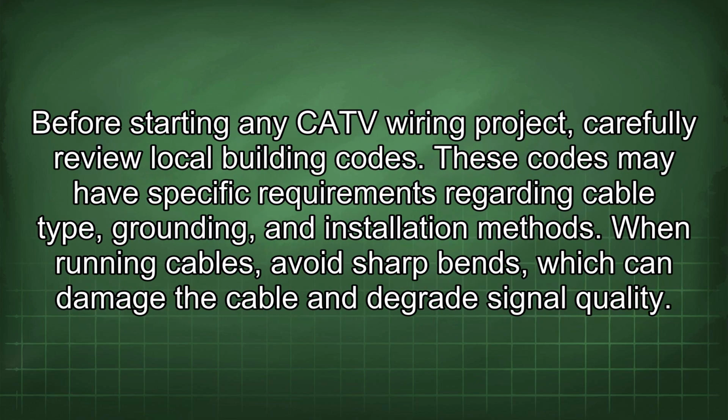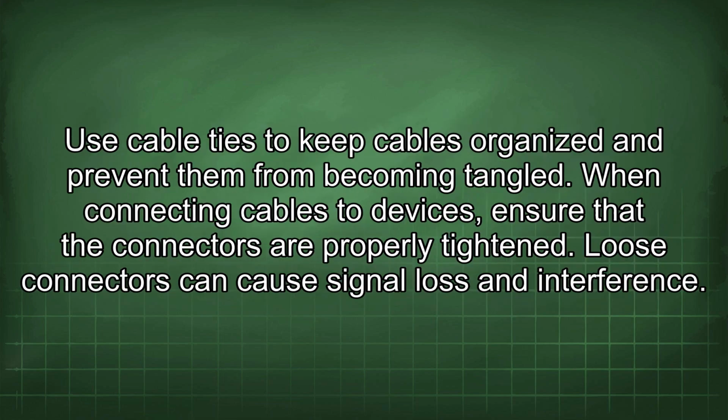Before starting any CATV wiring project, carefully review local building codes. These codes may have specific requirements regarding cable type, grounding, and installation methods. When running cables, avoid sharp bends, which can damage the cable and degrade signal quality. Use cable ties to keep cables organized and prevent them from becoming tangled.